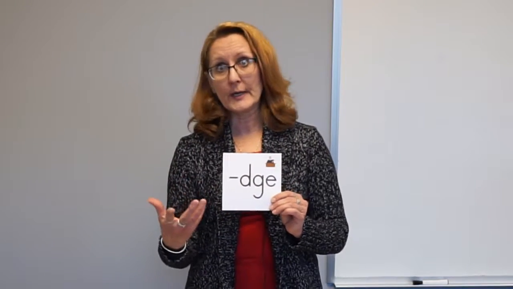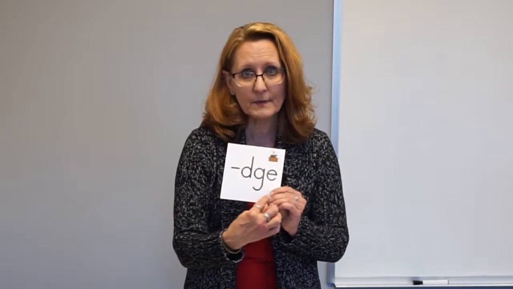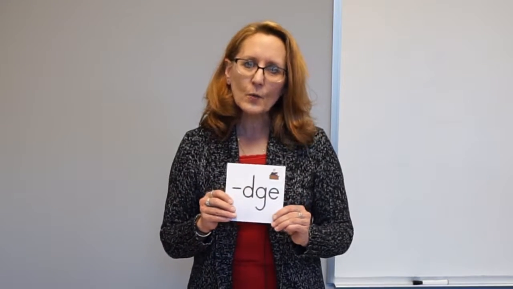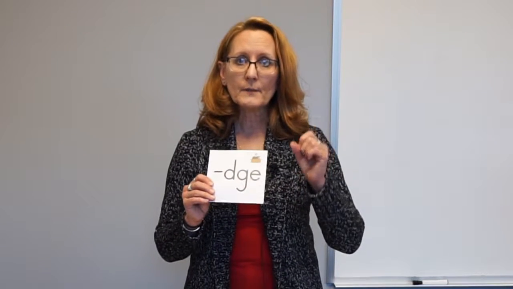So this is not only going to be a rule for reading, because we want students to apply the J sound when they see it in their text, but we also want them to spell it DGE when they hear J immediately after a short vowel.